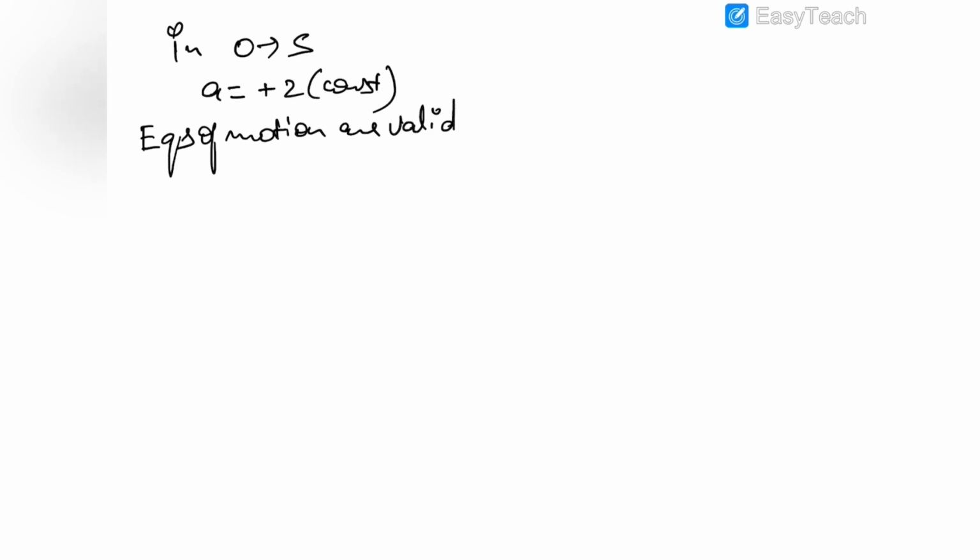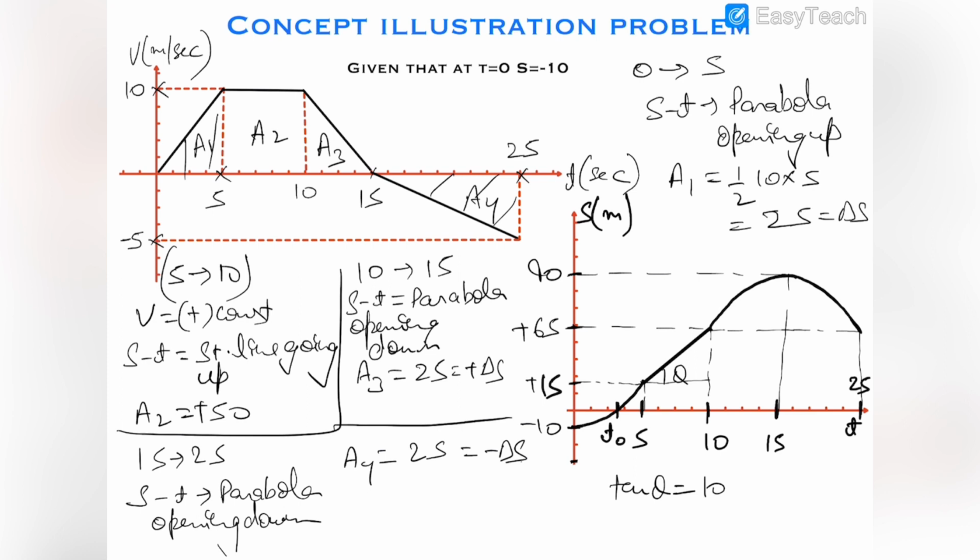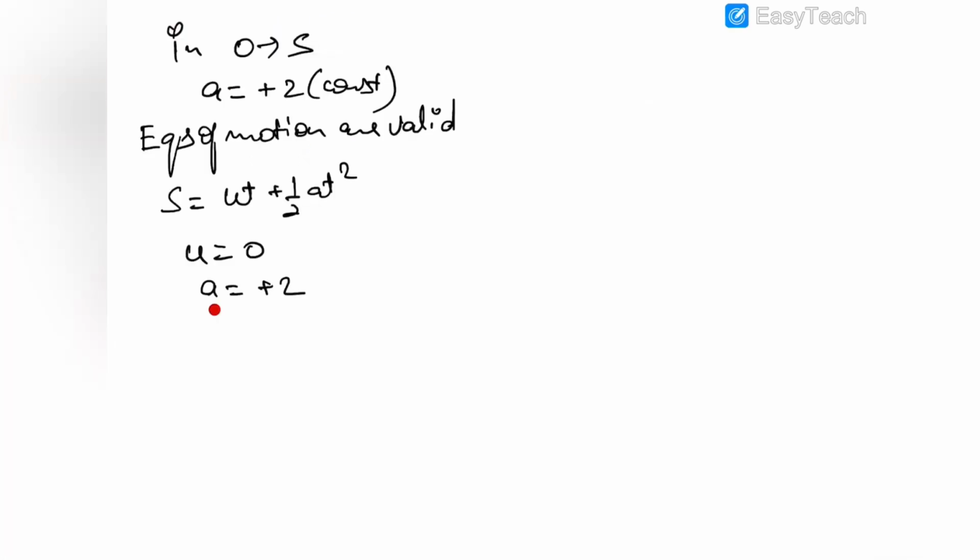So let us use the second equation, S is equal to ut plus half a t square. So u is the velocity at t is equal to 0, which was 0. So u is 0. And the acceleration is plus 2. And you can see that initially this body was at minus 10. And when this graph is crossing the time axis, the displacement of the body became 0. Which means that the body has traveled from minus 10 to 0, and therefore it has traveled in the positive direction by a displacement of plus 10. So S would be equal to plus 10 because S is the displacement traveled.